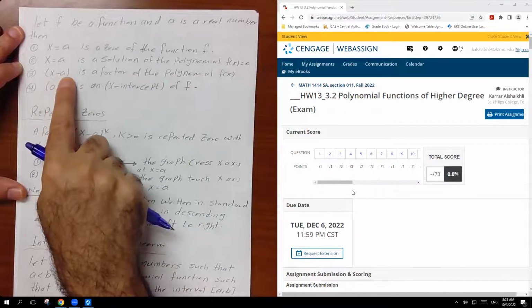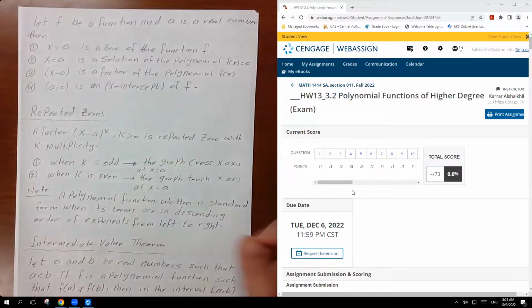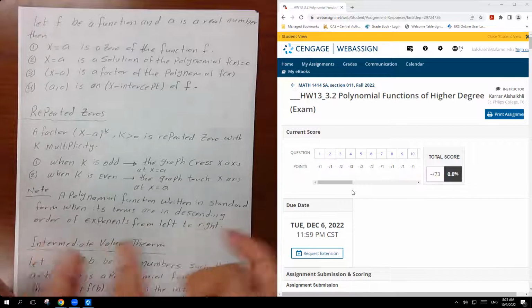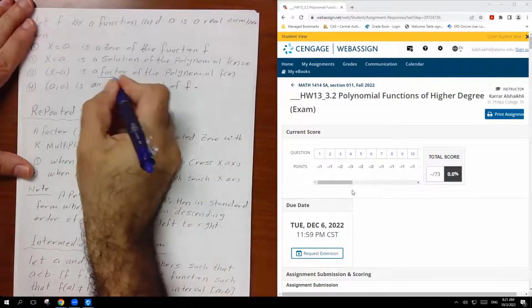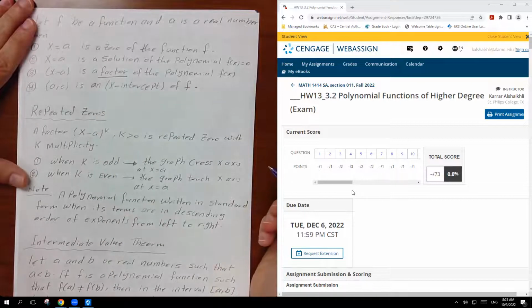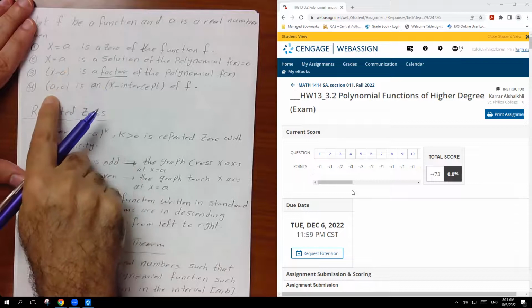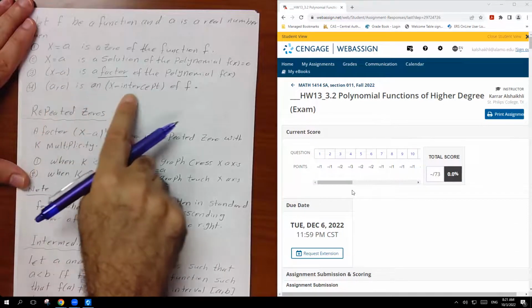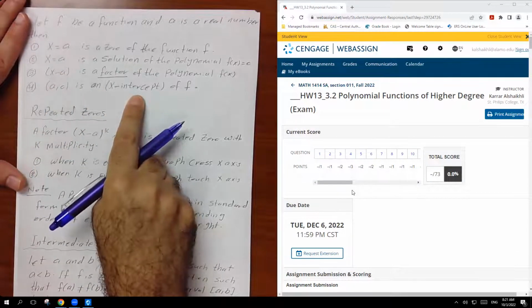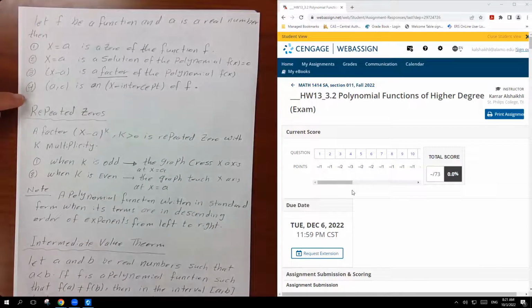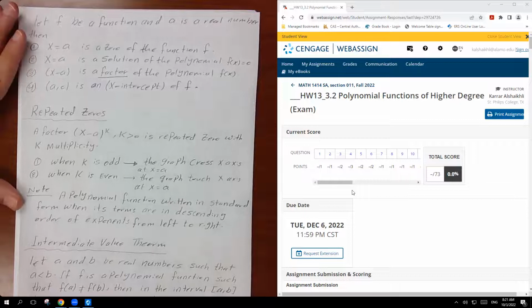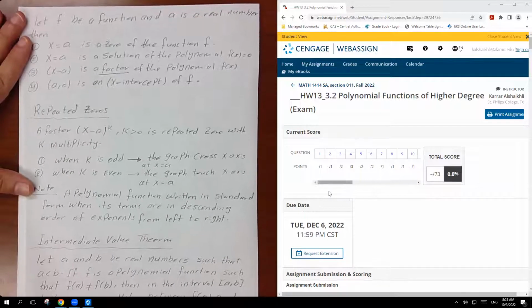It's a 0 for the function f. It's a solution for the polynomial. X minus a, when you factor the polynomial and you get 3 parentheses or 2 parentheses, this parentheses is called a factor of the polynomial. A, which is the number here with the 0, is going to be the x-intercept. The x-intercept. So these 4 notes are really important, and that's what they're going to ask you in the, I think, 7 questions in the beginning.